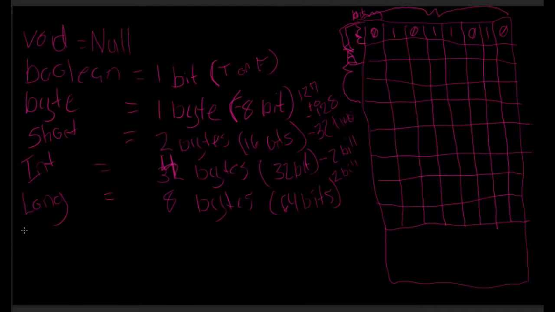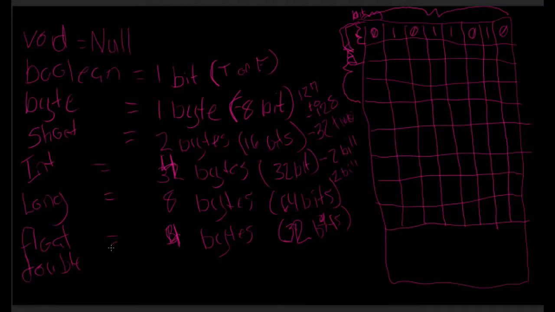We also need to be able to handle our non-whole numbers. And so for that, we have something called a float, which is also called single precision, because it's not quite as precise as the other one. That's 4 bytes, or 32 bits. And then we also have one called a double, which is the same size as your long, 8 bytes, which is 64 bits.